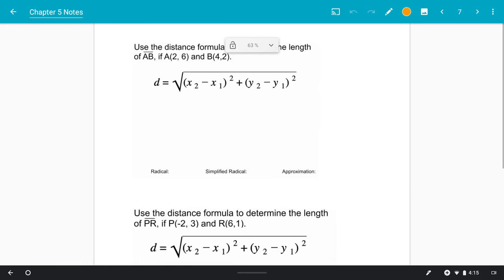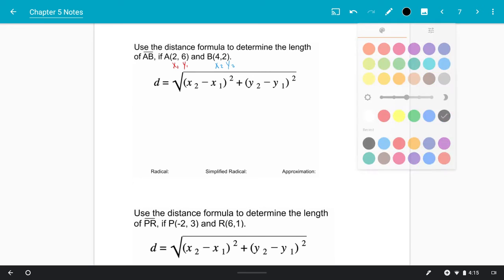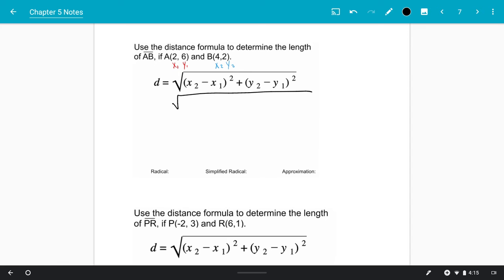All right. In this one, I'm going to start off the same way. I'm just going to call this x1, y1. And I'm going to call this x2, y2. So my first x and my first y. So we start by substituting our numbers. I'm going to put up the skeleton there.